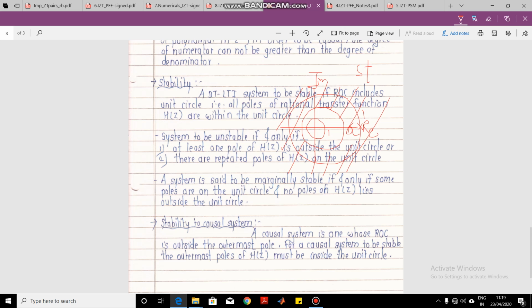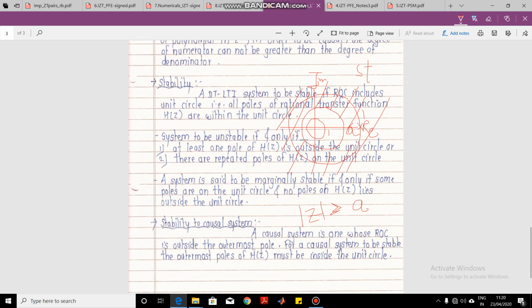Now the question arises: what will be the condition for a stable and causal LTI system? How can we check whether a system is both causal and stable? The thing is simple. I can combine these two conditions. For my LTI system to be causal and stable, the first thing is the ROC should be exterior to a circle, because the ROC has to be in the form mod of Z greater than A.